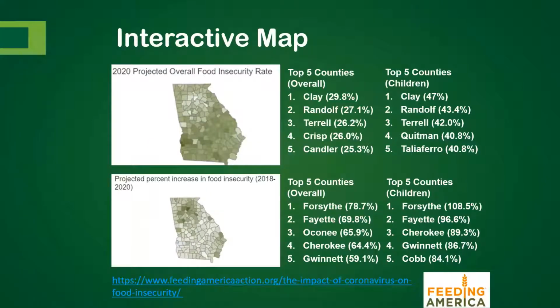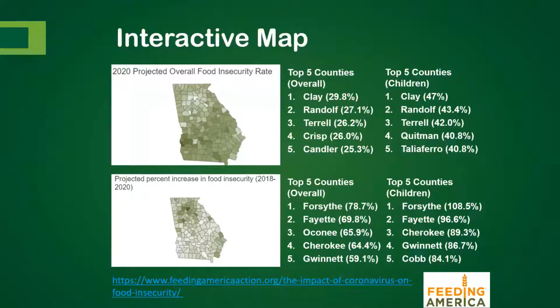And then just to give you a look at what Georgia is currently facing, our predicted rates of overall food insecurity are shown at the top, and then the increase in food insecurity is shown at the bottom. Our top 5 counties with high overall food insecurity rates are Clay County, Randolph County, Terrell County, Crisp County, and Candler County. For high food insecurity rates for children, the maps are roughly the same, which is why I only show the overall maps. A lot of the counties are the same.